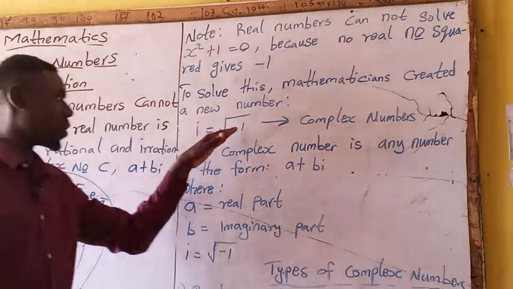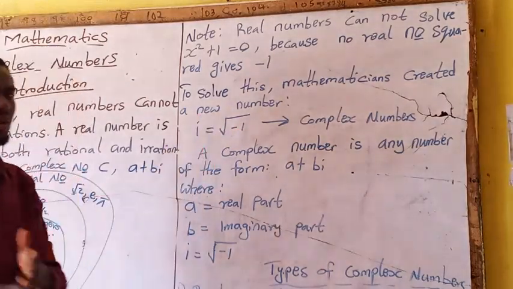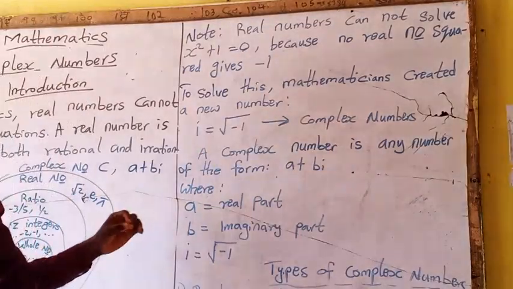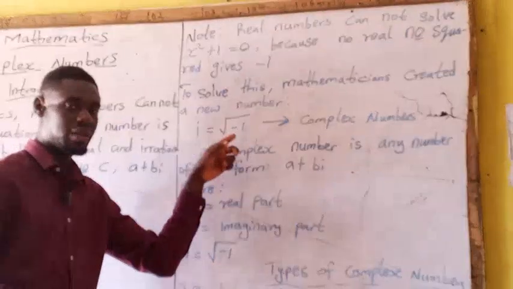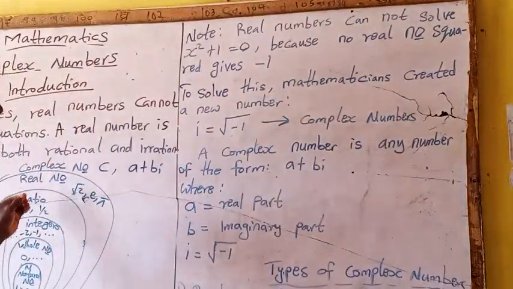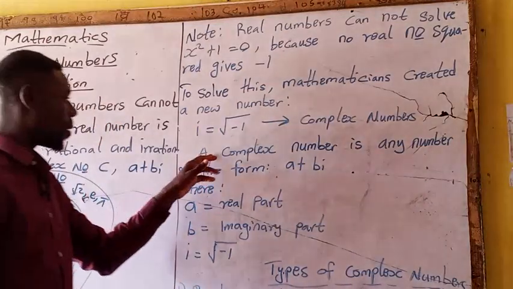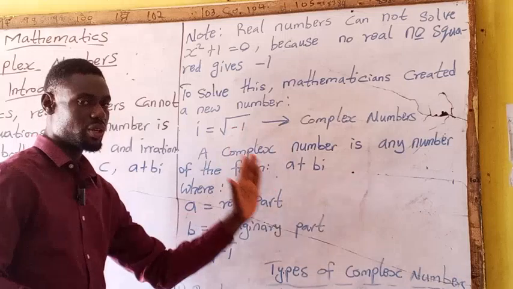Now, this complex number, again, you can find it in your secondary school, you can find it in your university. Because by the time you are solving a problem and you discover that it gives you a negative value, you have crossed from real numbers to complex numbers entirely. So what do we do? A complex number. Now, this is the definition for complex.